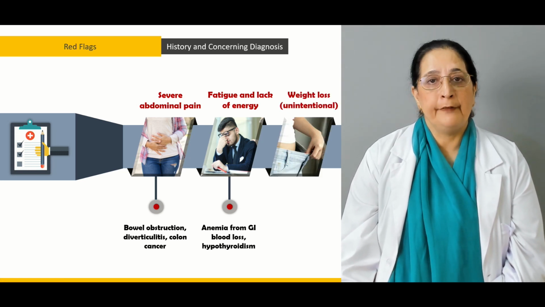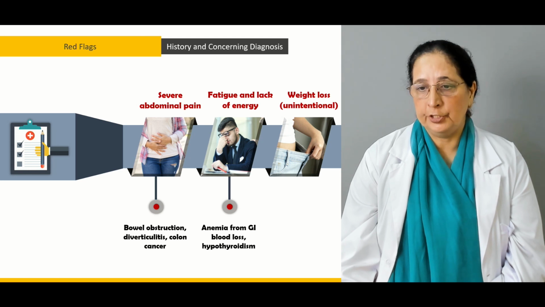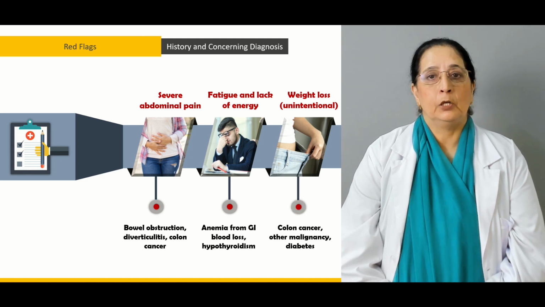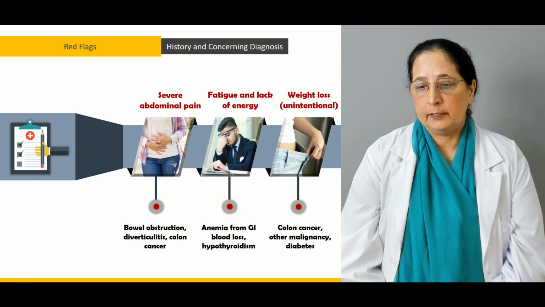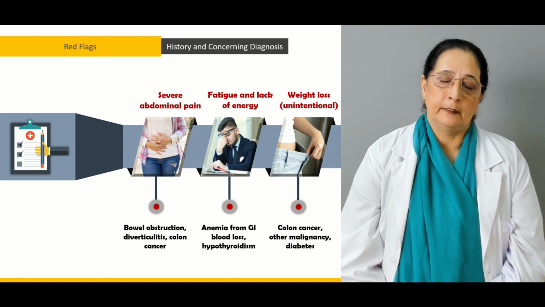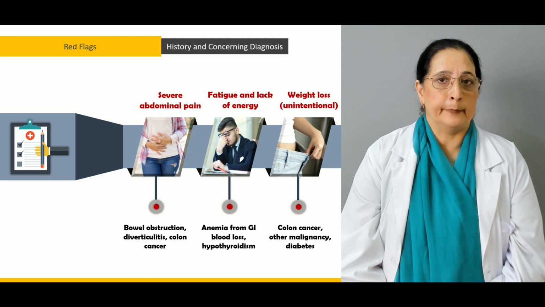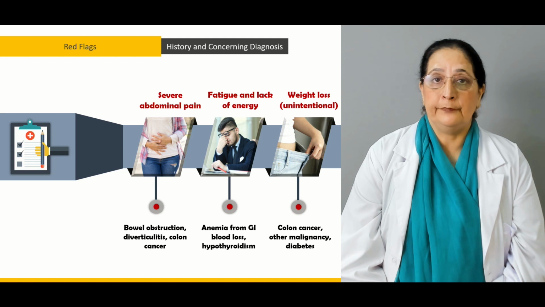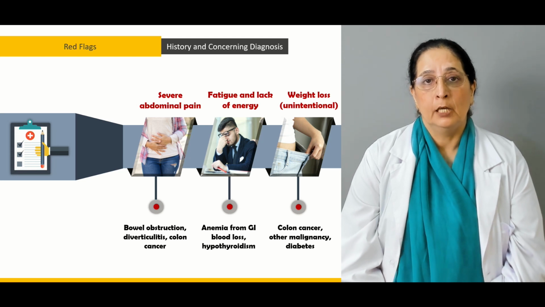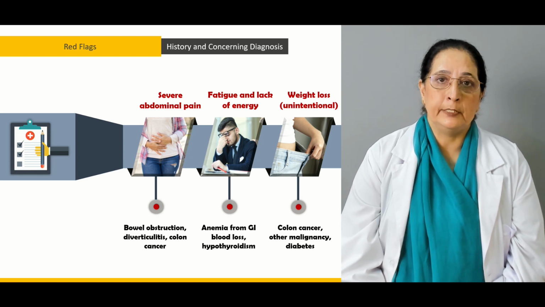Another is weight loss, unintentional weight loss: again colon cancer, other malignancies, and diabetes. So all these are the warning signs: abdominal pain, and especially lack of energy and fatigue, which may be due to blood loss that leads to anemia.